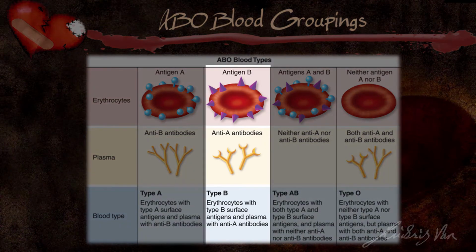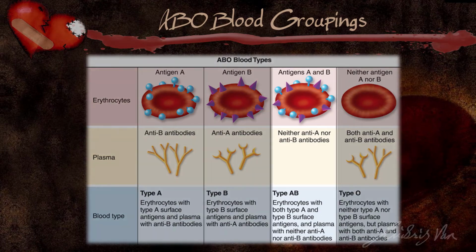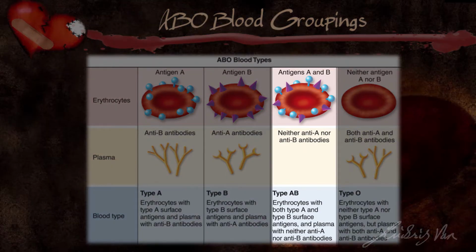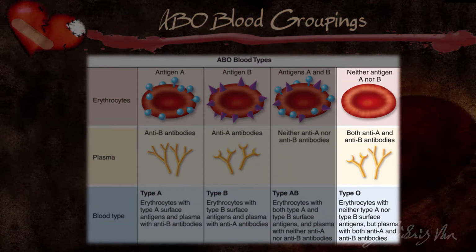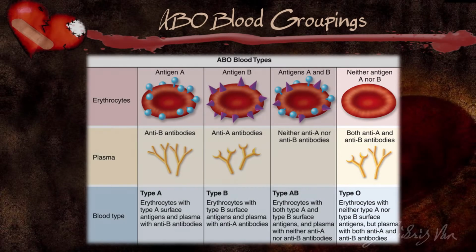Someone with blood type B will have B antigen on their red blood cell. Someone with blood type AB will have A and B antigen, while someone with blood type O does not have any antigen on the surface of their red blood cell. Since someone with blood type O does not have any antigen, they will produce antibody A as well as antibody B. This will help the body to detect foreign red blood cell.